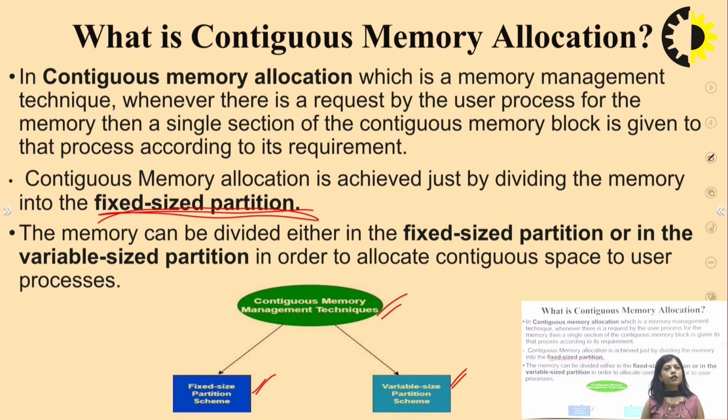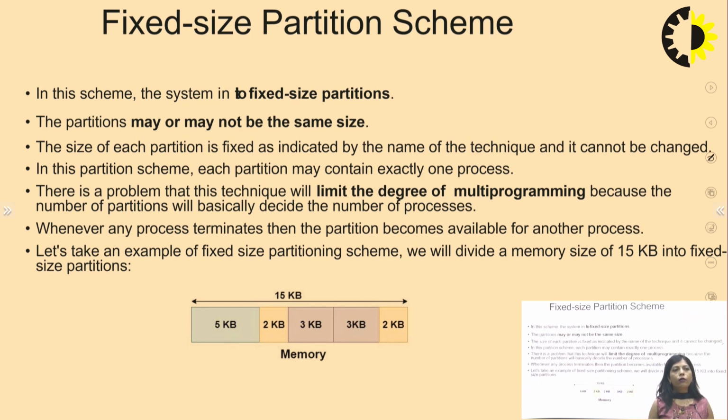In the fixed size partition scheme, the system is divided into fixed size partitions. The partitions may or may not be the same size. For example, in this diagram, the first partition is of 5 KB, the second partition is of 2 KB, the third is of 3 KB, the fourth is also of 3 KB, and the fifth is also of 2 KB. So we have a total memory of 15 KB, divided into 5 partitions, and these are all fixed.